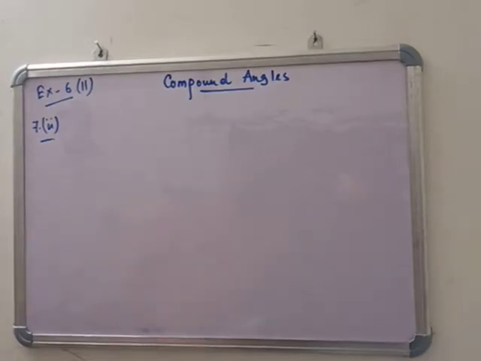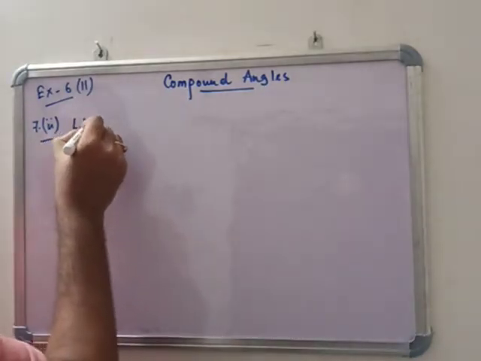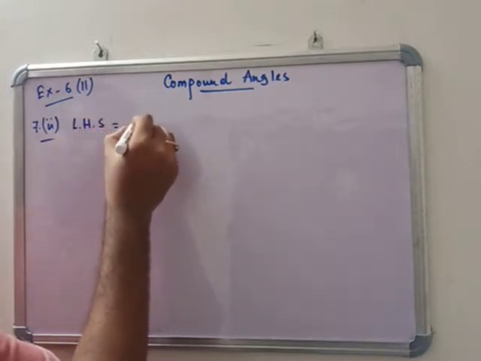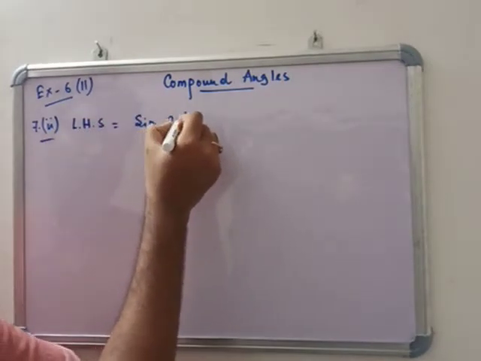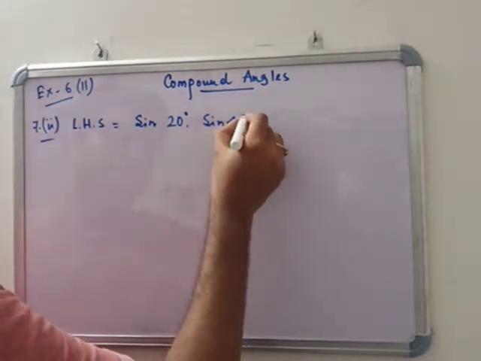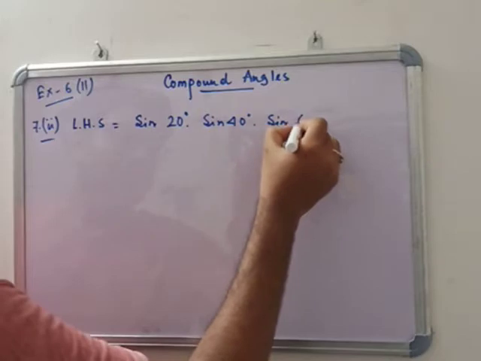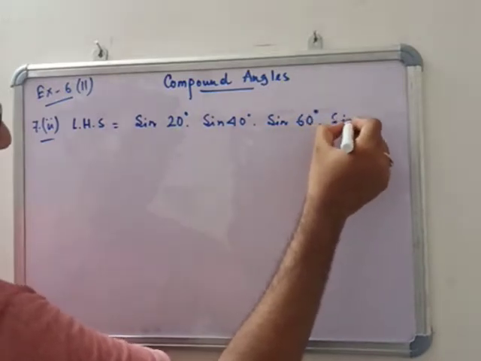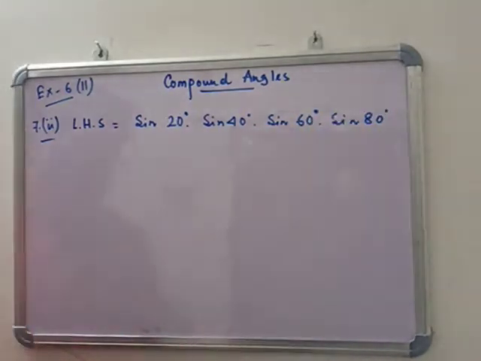Today we are going to start the last part of 6-2. Now we are starting from 7-2. Okay. So in 7-2, see that in LHS is given sine 20 degree, sine 40 degree, sine 60 degree and sine 80 degree. Okay. So this is given.